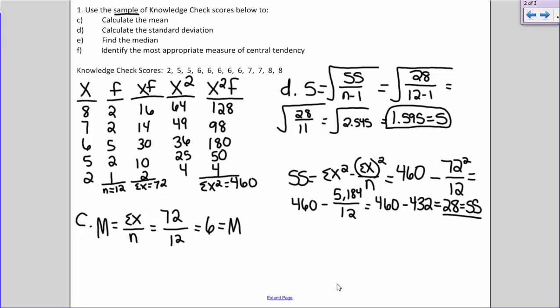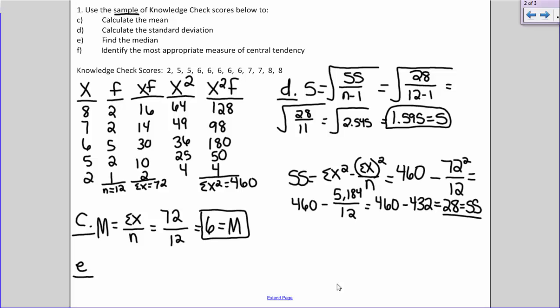So you can say that on average, most scores are within 1.595 points of 6, right? Within one standard deviation of the mean. And if you look at the data, that totally makes sense. That looks like a pretty solid standard deviation. I'm not doubting my calculations. So now let's find the median. So part E here. We're all over the place. We've got C, we've got D. Now let's do E right here.